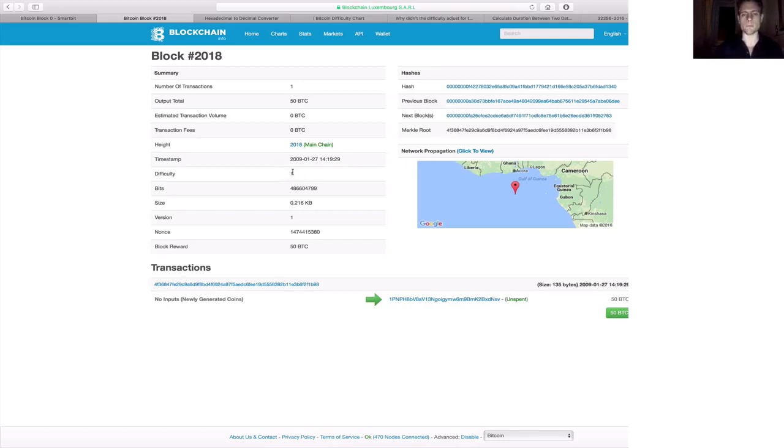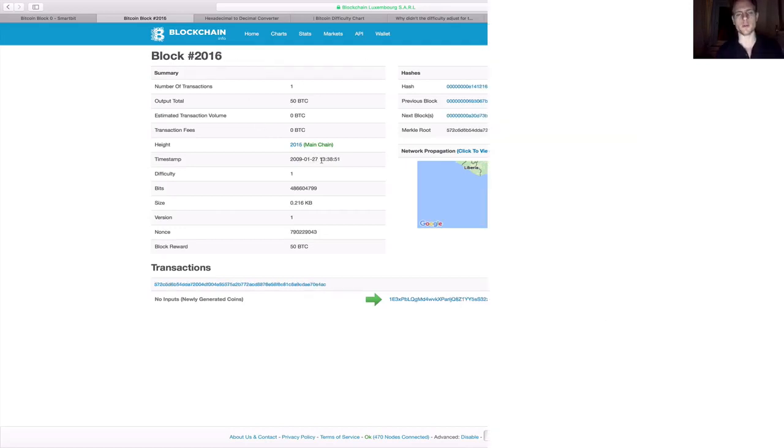So if we actually look at the timestamps, if we look at block number 2015, we see that it actually took 24 days to calculate the first 2016 blocks. Now 24 days later is much more than 2 weeks, right? Much more than 2 weeks.